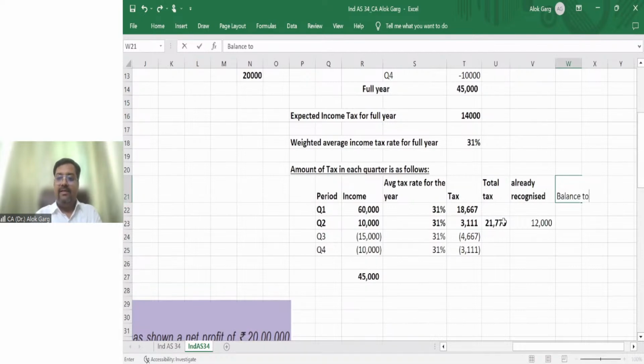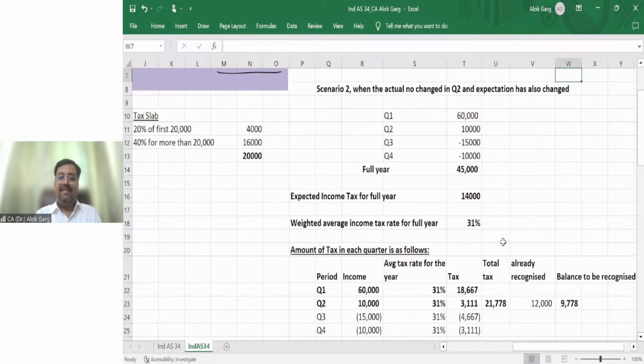So the balance has to be recognized in Q2. In Q2, you have to recognize the balance, which is 21,778 minus 12,000. Means in Q2, instead of 111, you have to recognize 9778. Is that clear? Cumulative catch-up impact has to be taken in Q2.